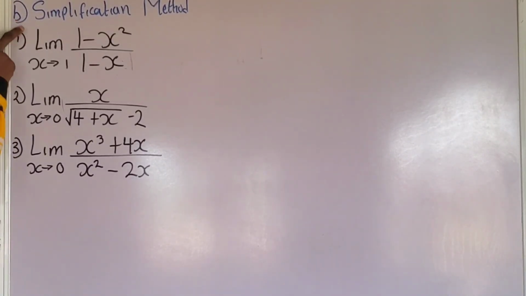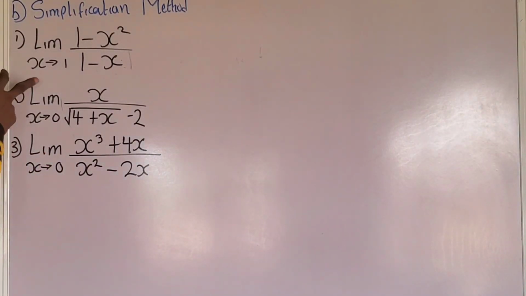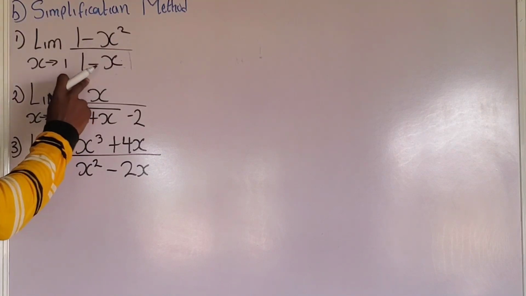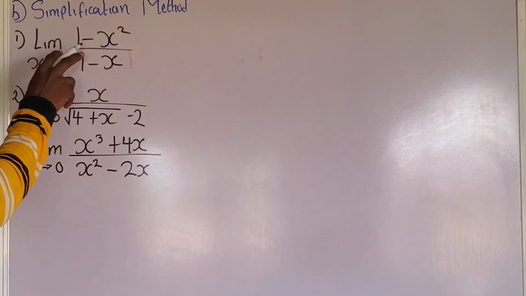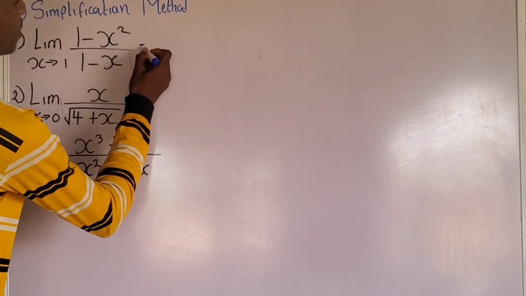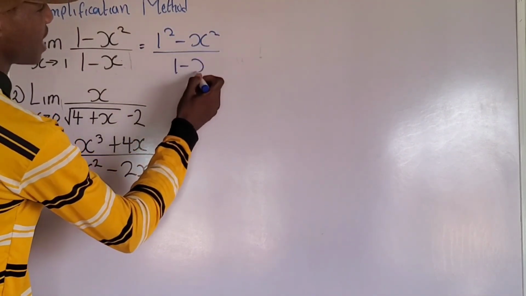Now the method that we are going to use here is what we call the simplification method. You understand? All you have to do first is just simplify the function that you are given before you substitute the limiting value. You get what I'm trying to say? Okay. Now, for the first question, you can see that you can make use of the difference of two squares for the numerator, you understand? The numerator of this function can be written as, listen, 1 squared minus x squared all over 1 minus x, you understand?